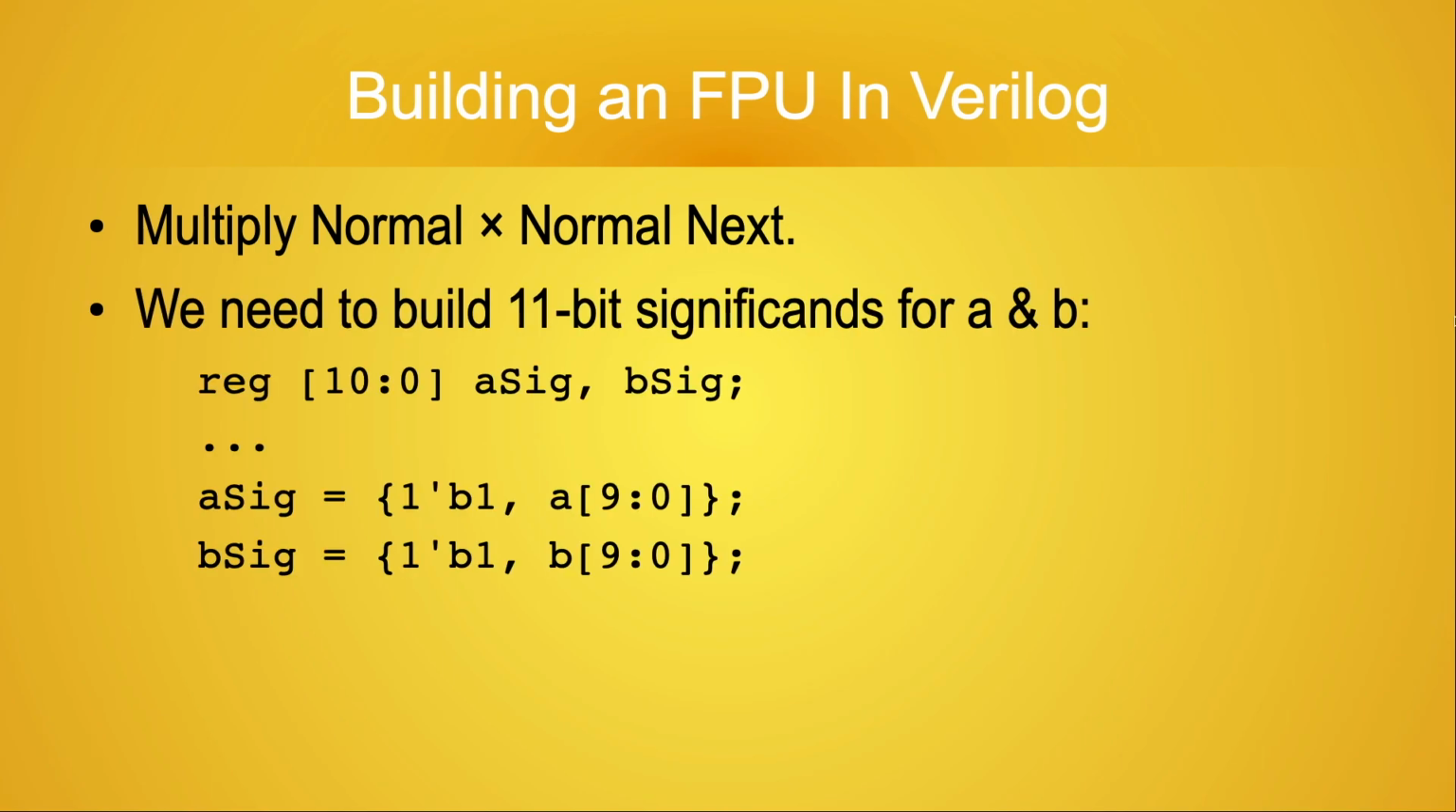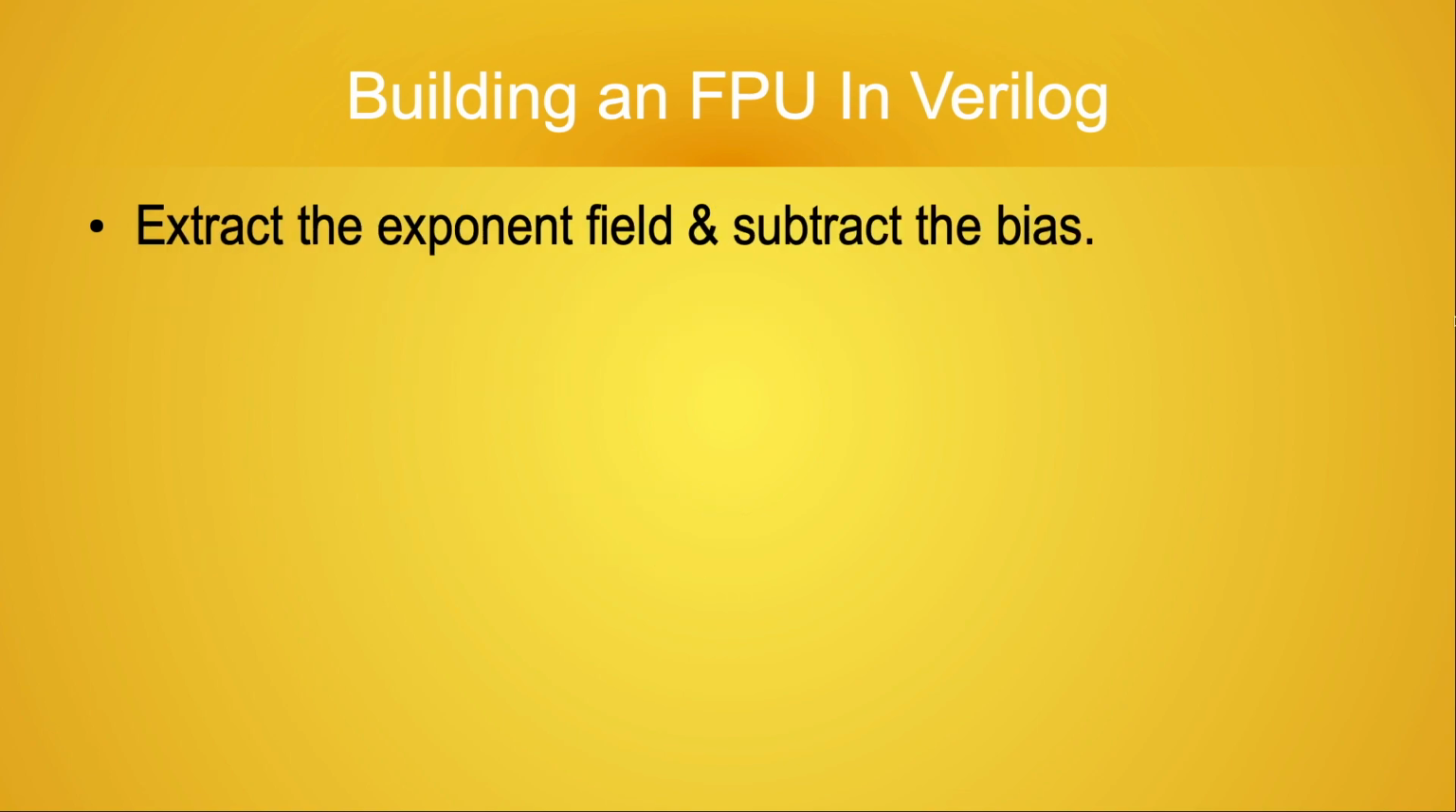Assuming both of the input operands A and B are normal numbers, we need to construct the 11-bit significand from the 10 bits which are actually stored. I first declare two 11-bit vectors and we construct the full significand using the following. Next we need to extract the exponent field. When we do this, we'll subtract the bias at the same time. I'll leave the reasons for doing this as an exercise to the viewer.